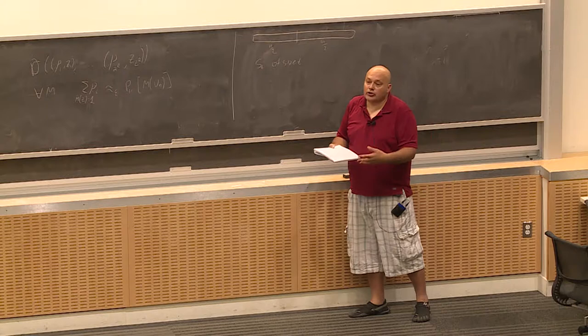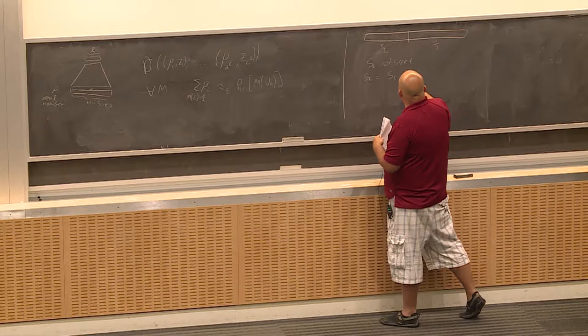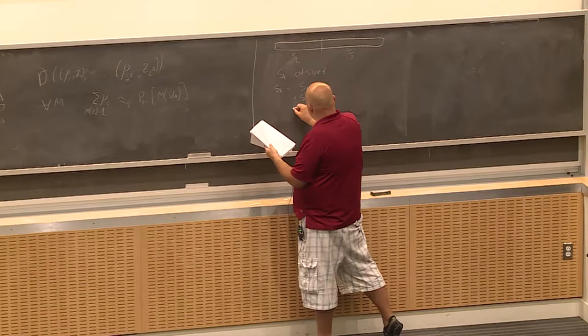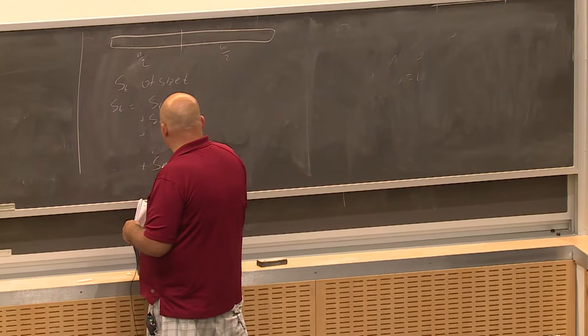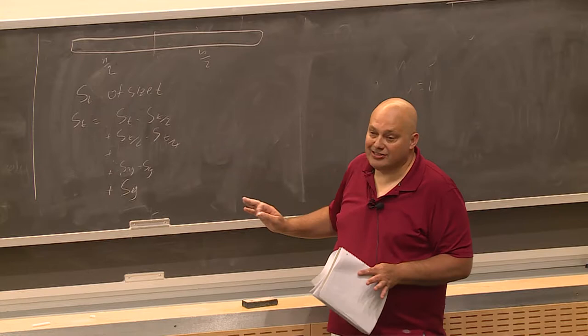So let's look at S_t and view it as S_t minus S_{t/2}, plus S_{t/2} minus S_{t/4}, plus all the way up to some basic S_1. So the one before that will be S_2 minus S_1. So this is just the same thing. This is just S_t. But now I have strings that are positive and strings that are negative.